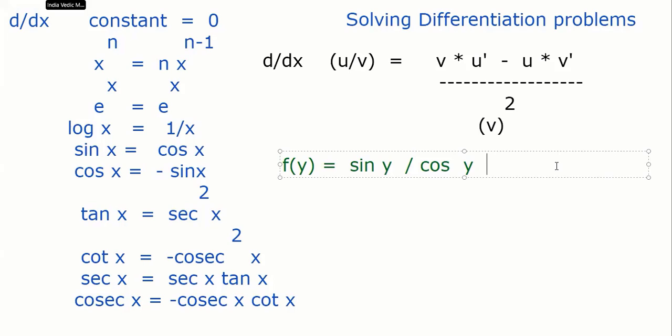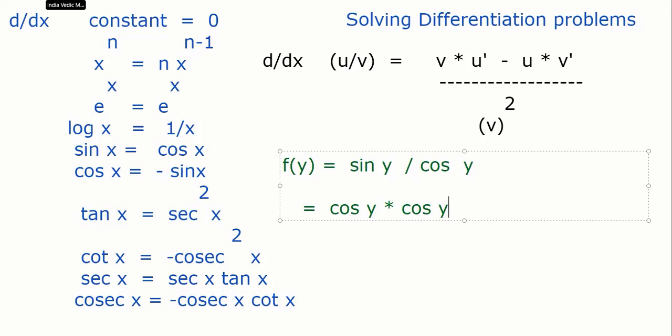So how are you going to do it? Who wants to explain? Soumya, you want to explain? Yes, sir. Explain the method. u is what, v is what. Sin y is u, cos y is v, sir. Correct. Differentiation of u by v is equal to (v u dash minus u v dash) by v square, sir. Correct.